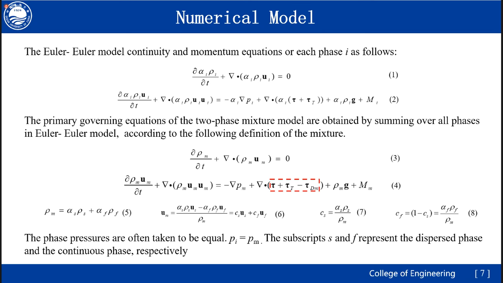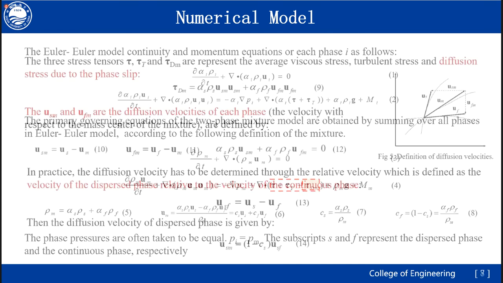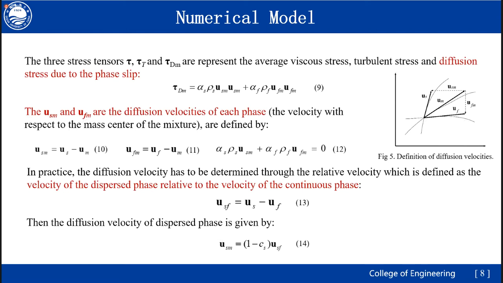But if we want to combine the Eulerian equations into this one, we need to solve three terms. These three terms are very important. How can we give accuracy by definition? First, we go to these terms. We know this term is the diffusion stress due to the phase slip. In the two-phase model we can account for this, but for our mixture model, we need to account for the phase slip diffusion, and this is the equation.